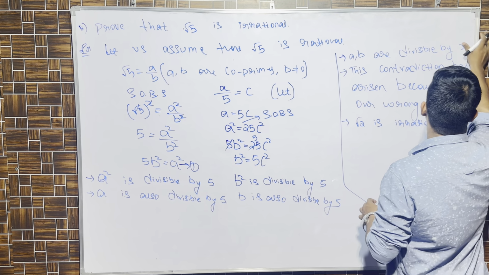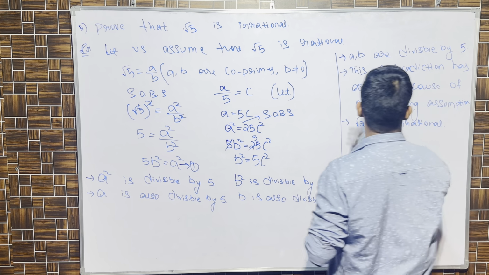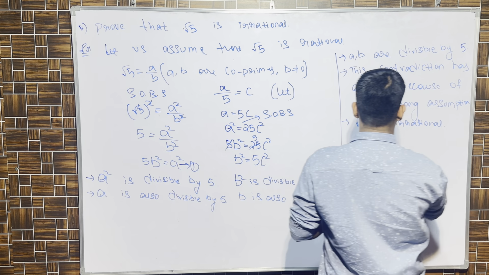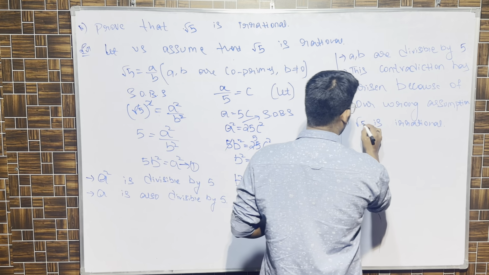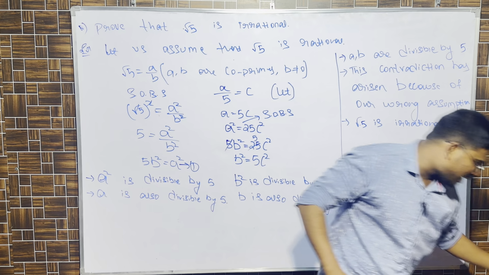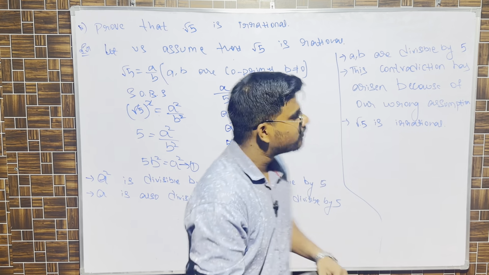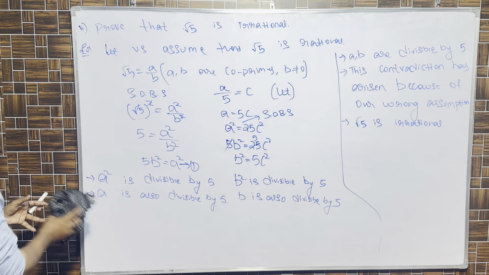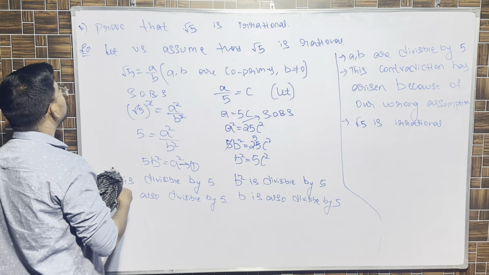A comma B are divisible by 2 के जगह 5 लिख दीजिए. This contradiction has arisen because of a wrong assumption. सब same root 2 के place पे root 5. अब बोर्ड पे है बोल के I have this leverage. However, you guys will be solving in the book. So write it one more time if you feel like.